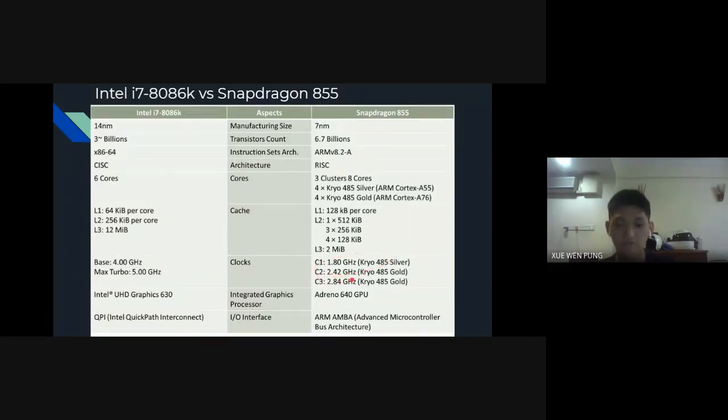Whereas the Snapdragon has 3 different clocks running at not more than 3 GHz. From now, we can easily decide which processor is capable of processing faster. The Intel i7 should be able to compute faster compared to the Snapdragon as it has a larger cache and higher clock rates, although it has fewer cores compared to the Snapdragon.